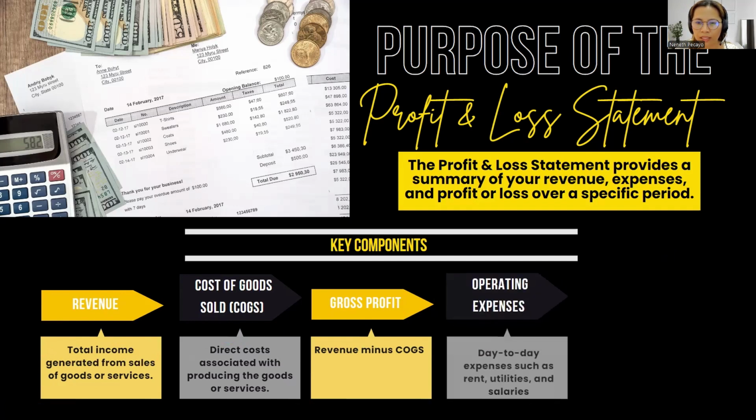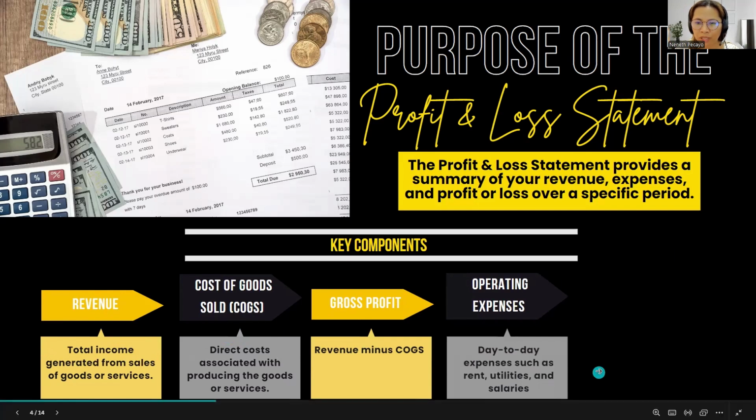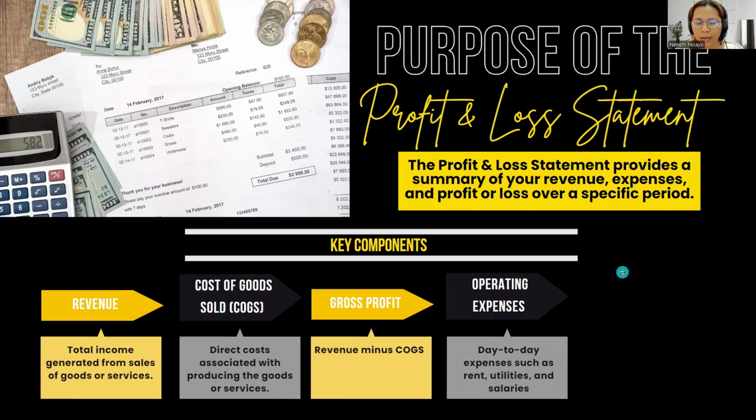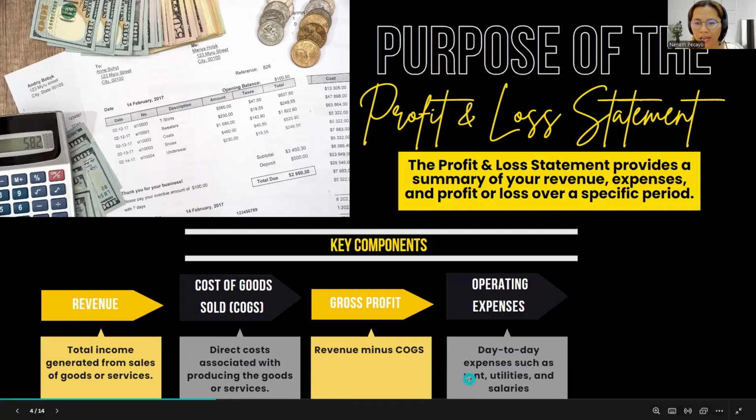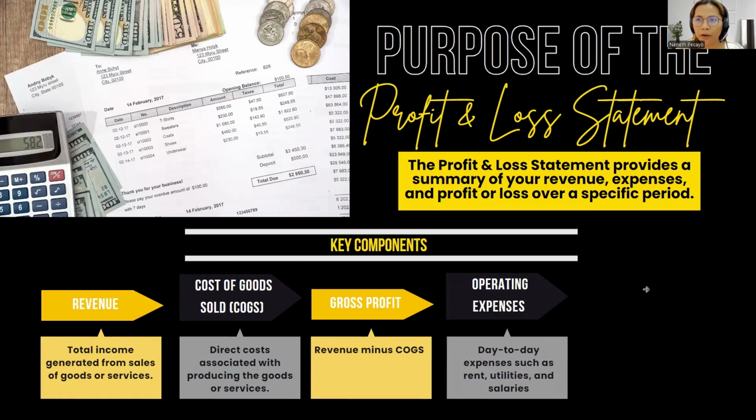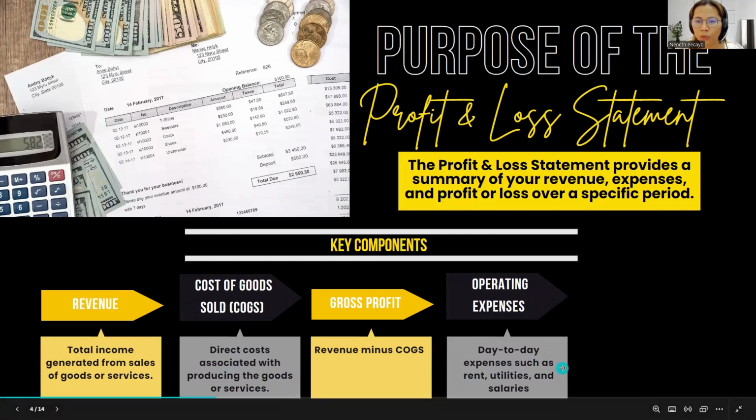Operating expenses. Operating expenses are day-to-day expenses such as rent, utilities, and salaries. For example, rent is not associated to the sales, the cost of goods sold. Since rent is for the whole company, it will be categorized in the operating expenses. So operating expense examples are rent, utilities, and salaries.